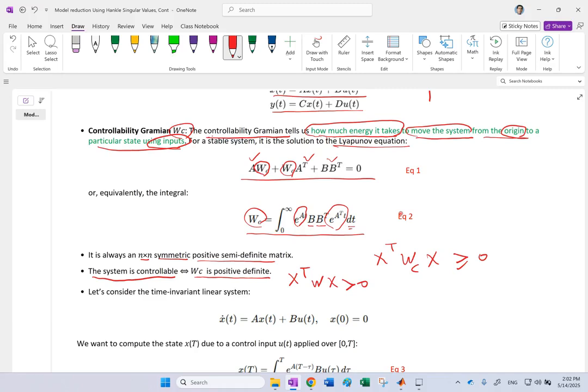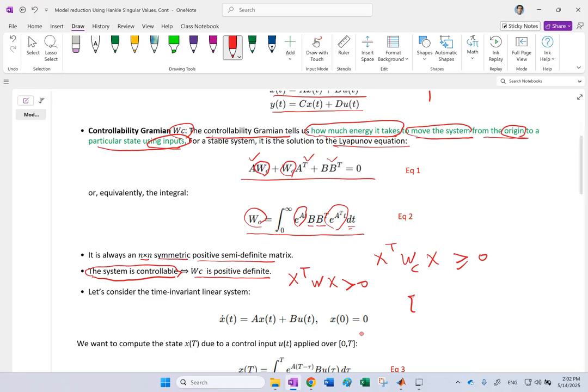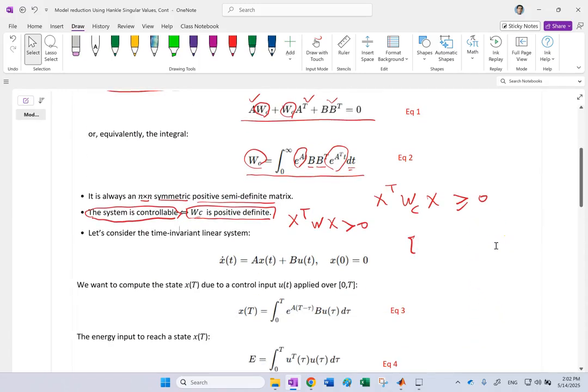Bigger than 0. Okay? In general, it's bigger than or equal, but if my system is fully controllable, then it's absolutely a positive definite matrix. So that's the relation between the controllability matrix and the controllability Gramian. If that controllability matrix that I just showed you in this video, B, AB, all of that, is full rank, rank n for a system of order n, then that means the corresponding WC is a positive definite matrix. Now, how do we get to any of these formulas, either one or two?